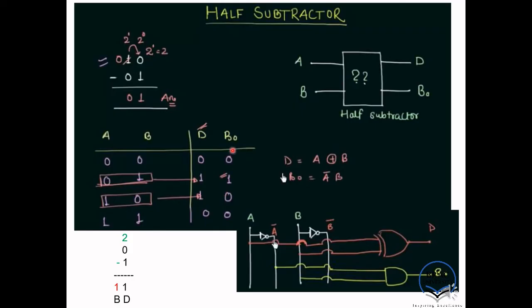And for B naught, it says when A prime, if you invert that one and do the multiplication, it becomes A prime dot B. And this is the schematic diagram, right? So A XOR B, A prime B. I think you all can solve it or draw it by yourself.